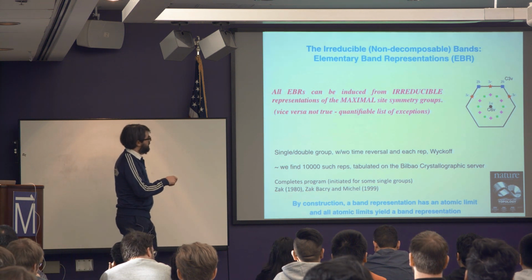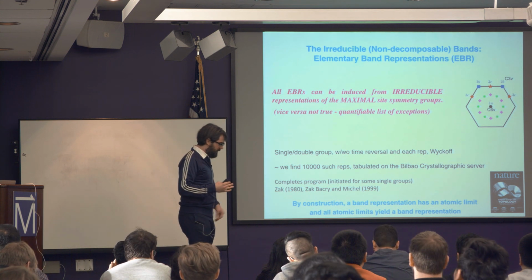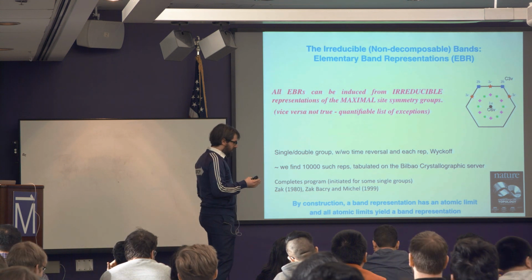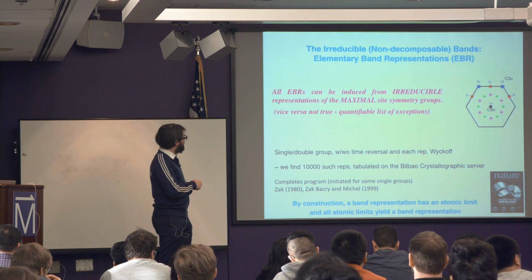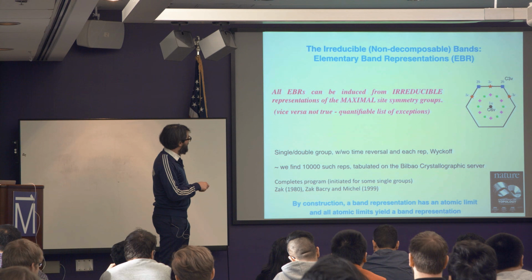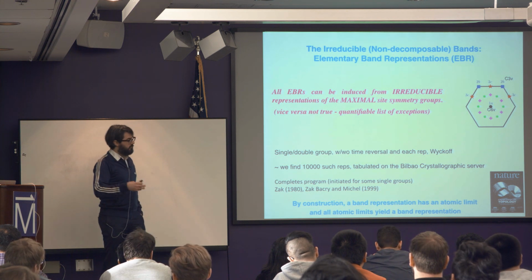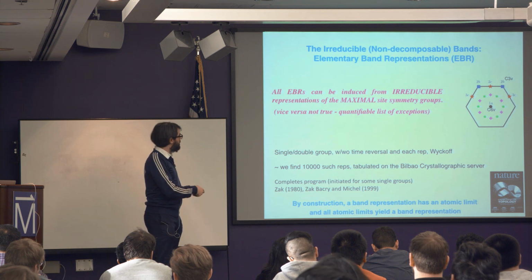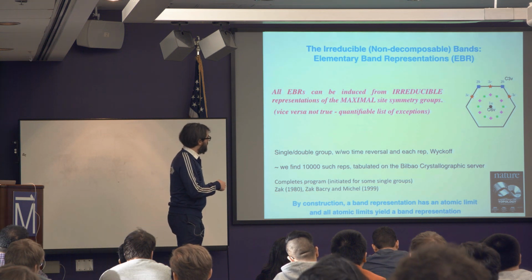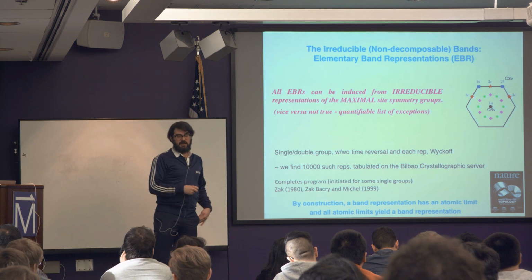So it turns out, you go through some formalism, and you end up with a statement that all elementary band representations can be induced from irreducible representations of the maximal site symmetry groups. The vice versa is not true. There's a list of quantifiable exceptions that's complete that you can find in our paper. But the point is, what is this? Let's parse this statement. What does this statement mean?